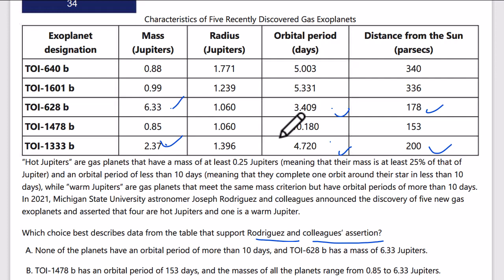Let's see what the claims are. Hot Jupiters are gas planets that have a mass of at least 0.25 Jupiters, meaning their mass is at least 25% that of Jupiter, and an orbital period of less than 10 days. Okay? Meaning that they complete one orbit around their star in less than 10 days. Wow. Okay. That's why these numbers are so low. That's not a hot Jupiter, technically. While warm Jupiters are gas planets that meet the same mass criteria but have orbital periods more than 10 days. Okay, this would be a warm Jupiter right there.